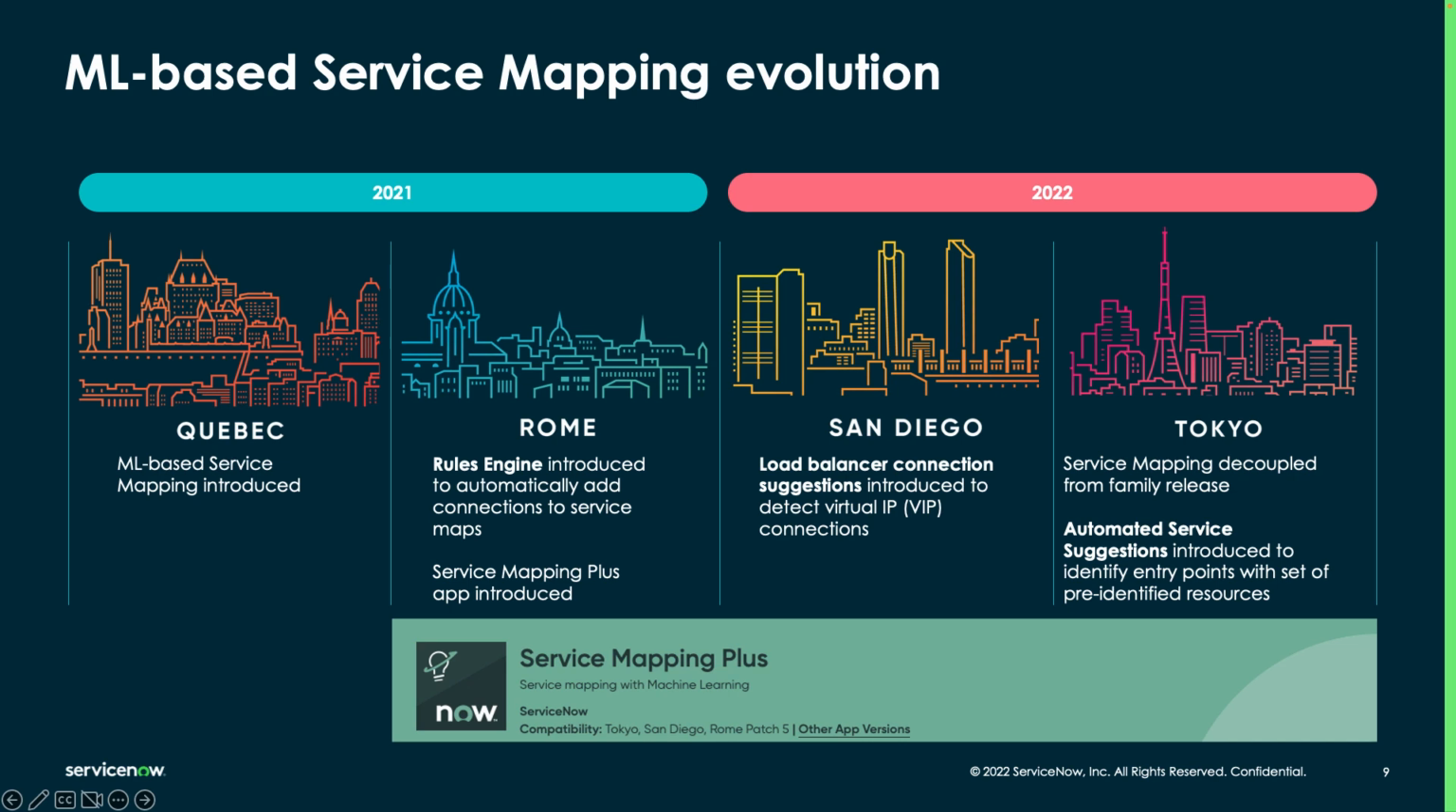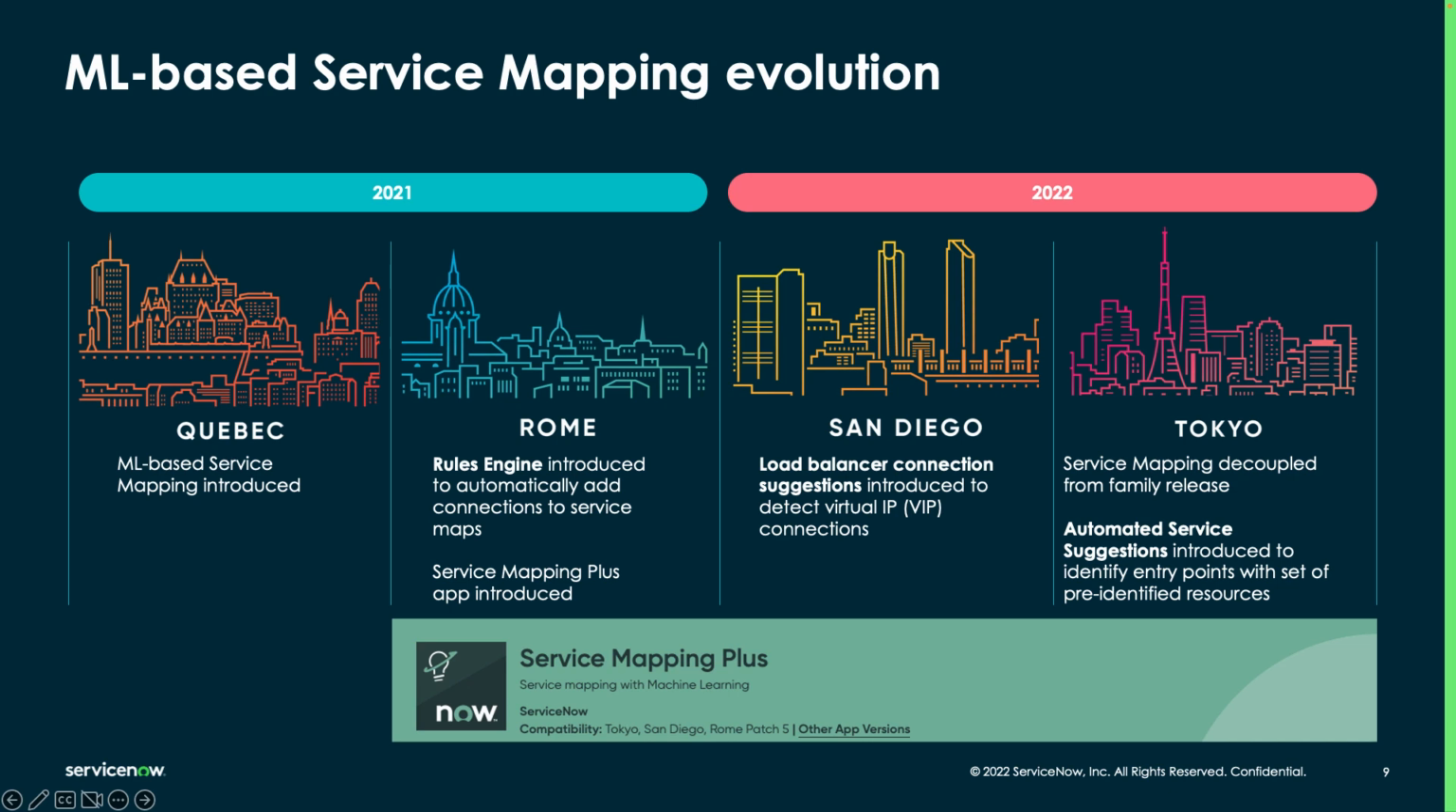Around the time Roam was released, we introduced the Service Mapping Plus Store application that included an application service readiness dashboard for monitoring the health of machine learning-based service mapping, which includes a prerequisite check to ensure that your instance is ready for ML mapping. In the San Diego family release, we introduced load balancer connection suggestions, which detects whether or not a connection suggestion is a virtual IP address, or VIP. Confidence scores for VIP connection suggestions are based on connections to resources behind the VIPs.